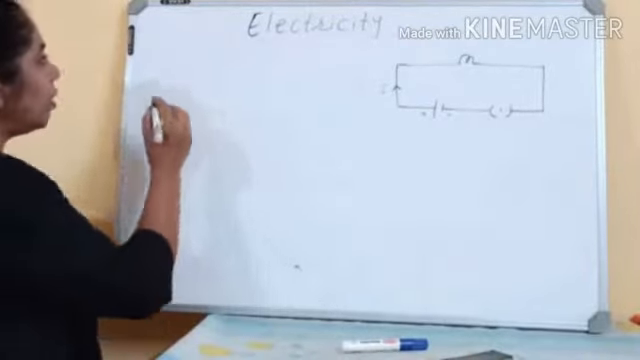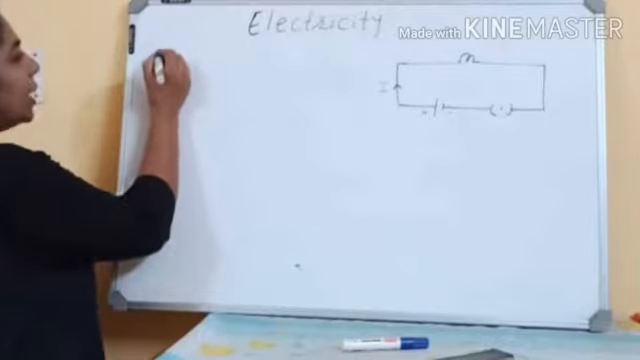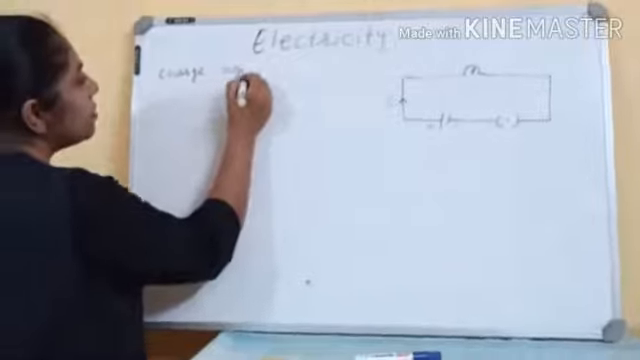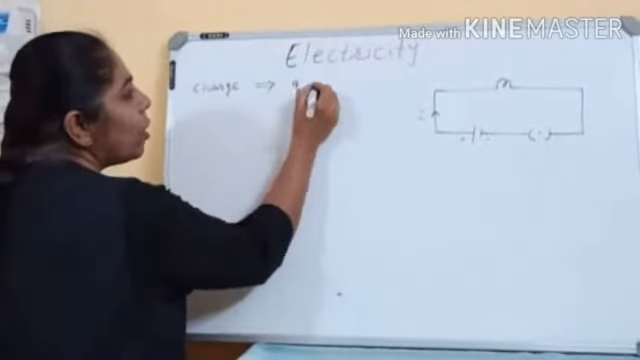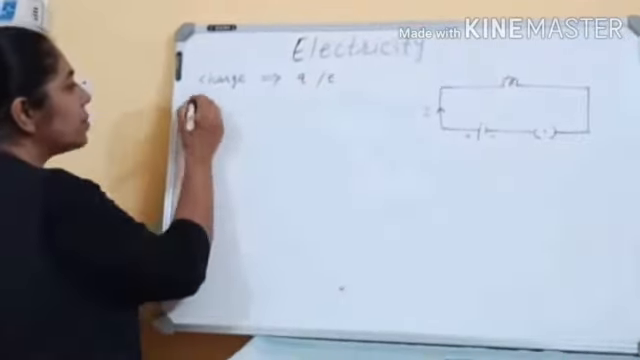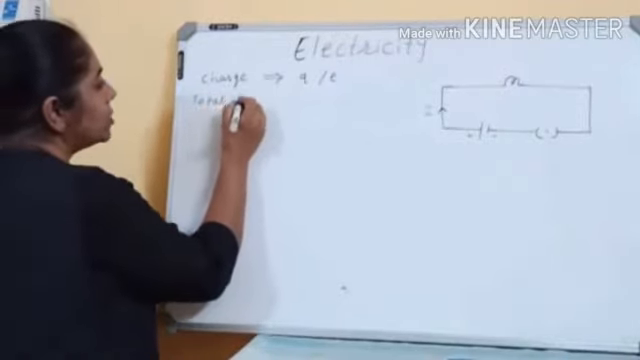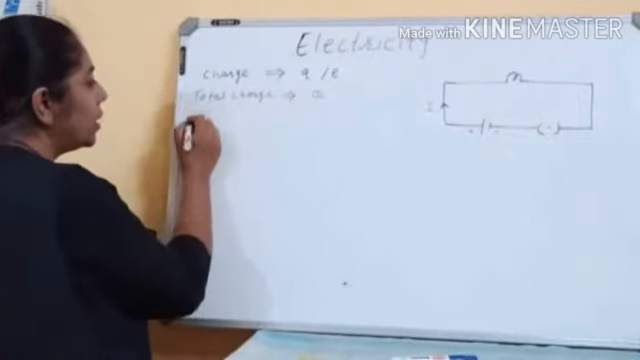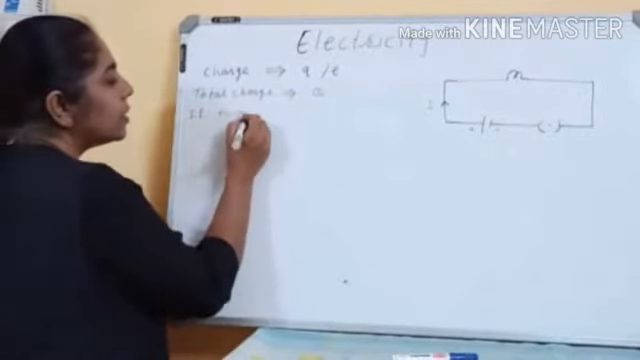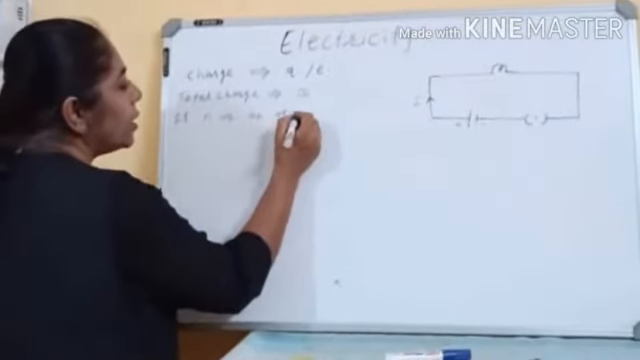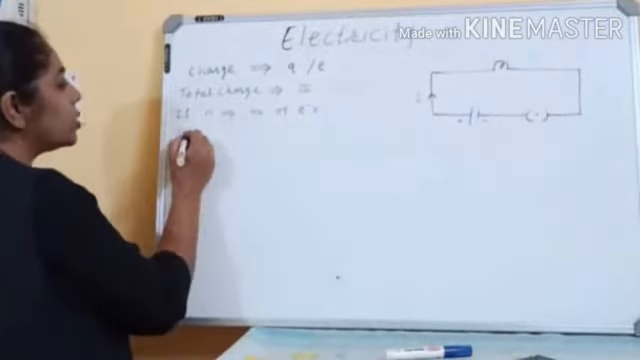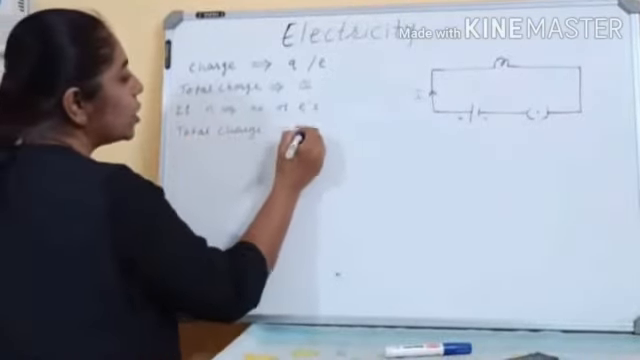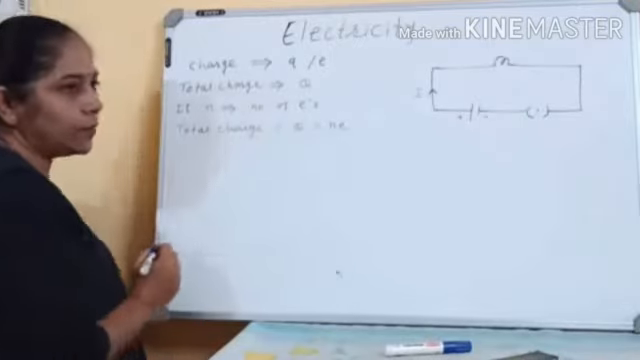Now the symbol of charge we denote by Q, or e also. The symbol for total charge is capital Q. If N is the number of free electrons, then the total charge we write as Q = Ne.